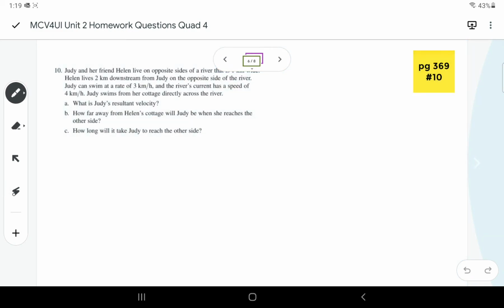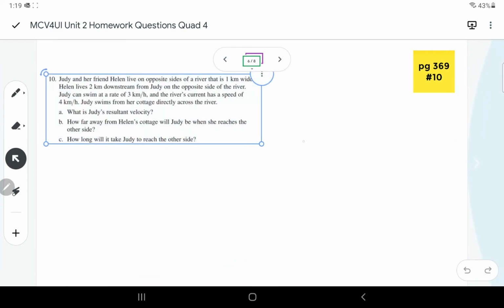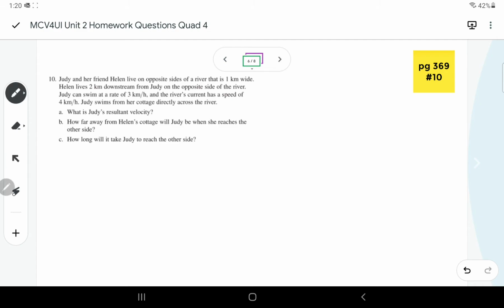Okay, the next one, they're swimming again. Judy and her friend Helen. They live on opposite sides of a river that's 1 kilometer wide. Helen lives 2 kilometers downstream from Judy on the opposite side of the river.